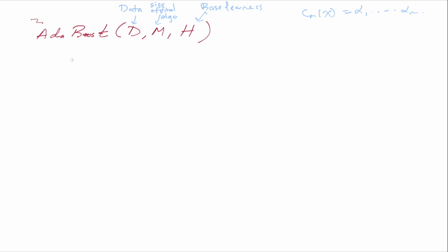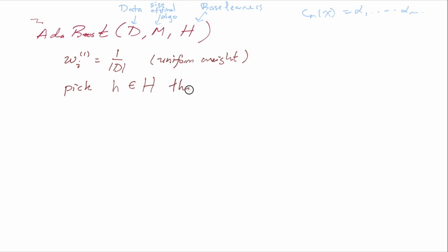Okay, and then what we do is we initialize the weights at the start to just be 1 over n, where n is the size of the data. So this means that we have a uniform weight. That makes sense because when you first start, you've got no information. You don't know which points are hard to train. So you just give everything an equal weight, and then you pick the weak learner in the set of weak learners that minimizes epsilon 1, which is going to be equal to the weighted error of h1 not equal to y1.